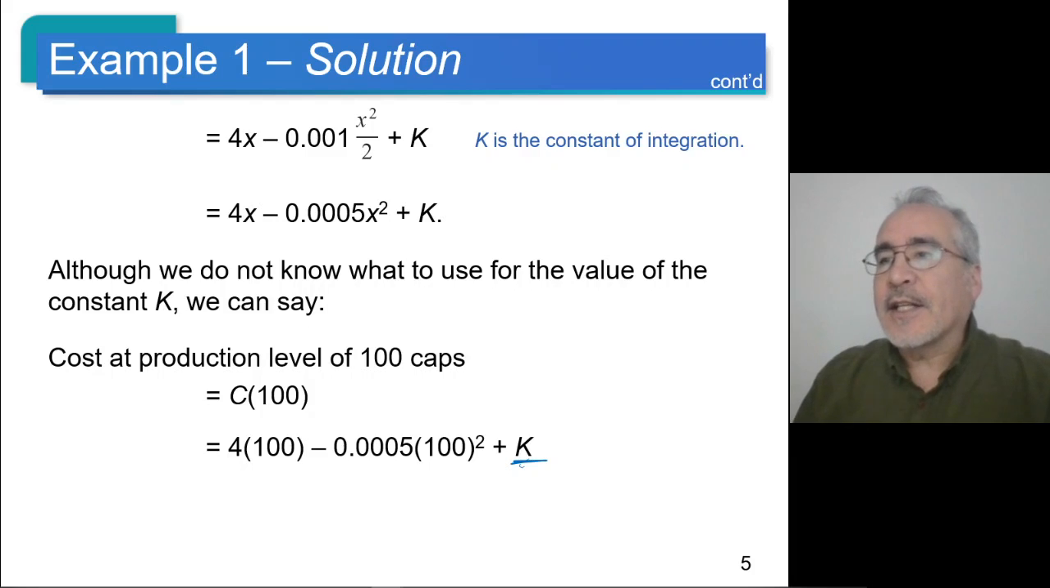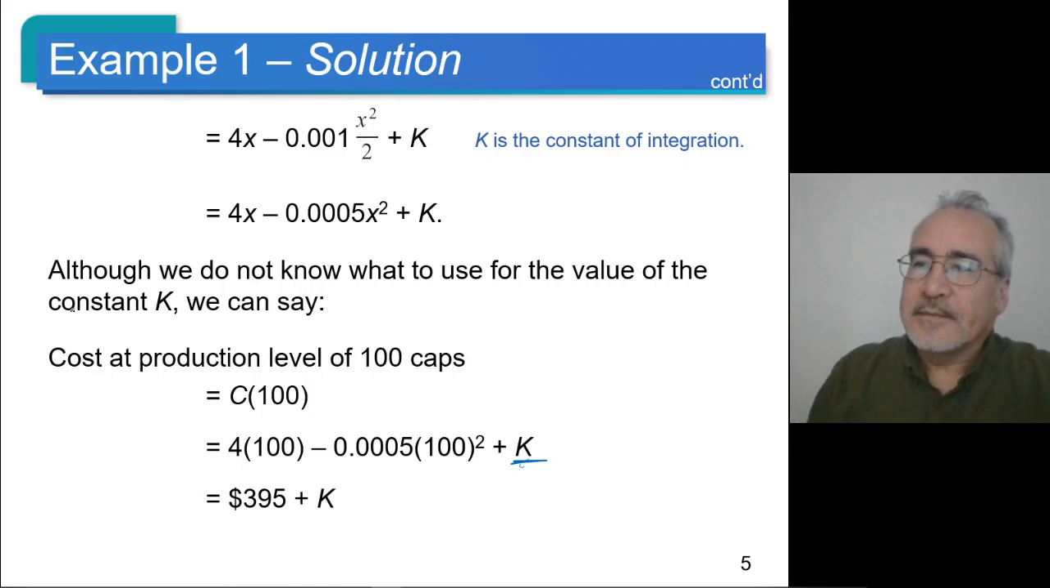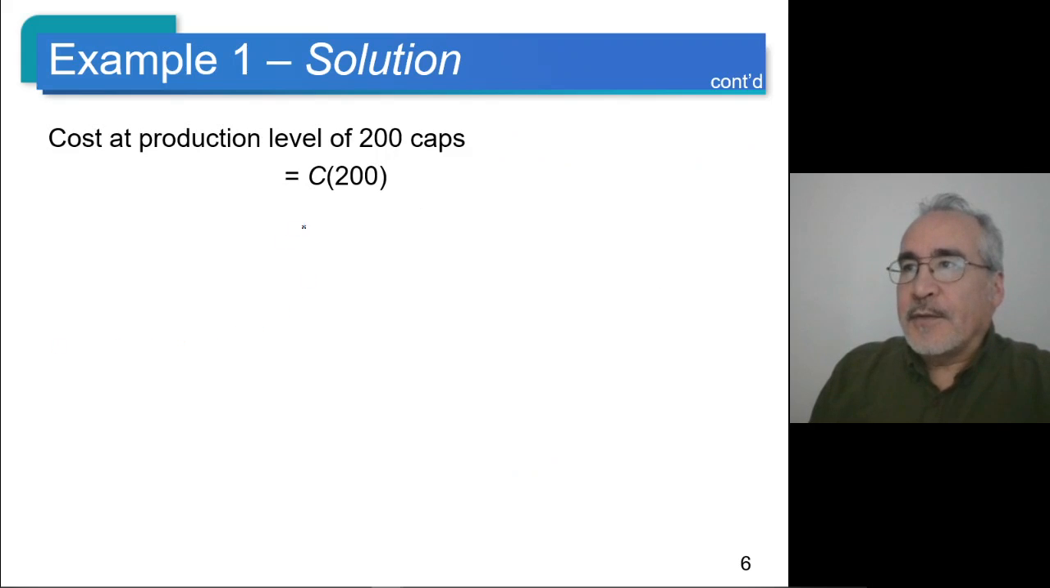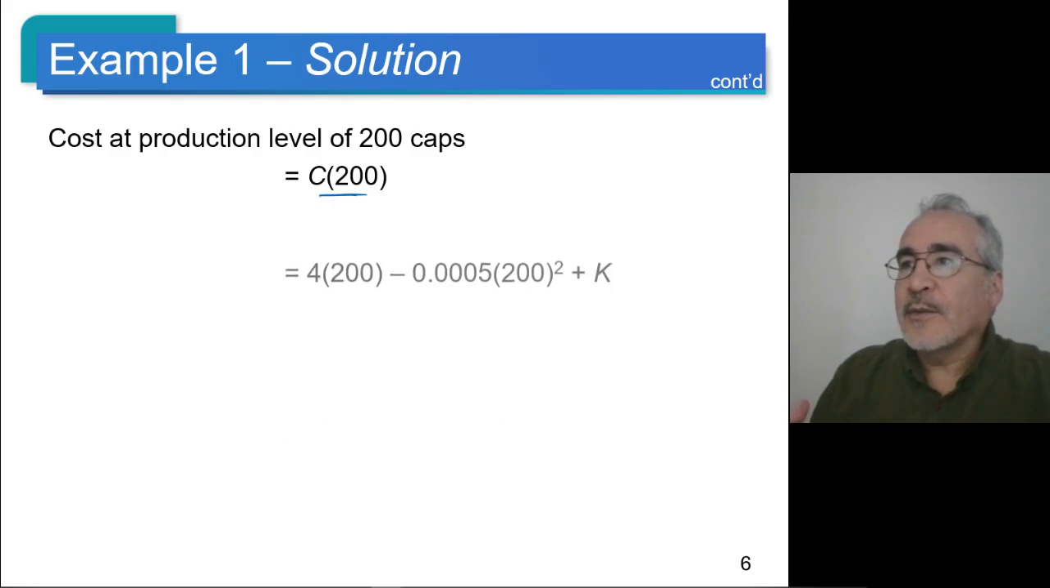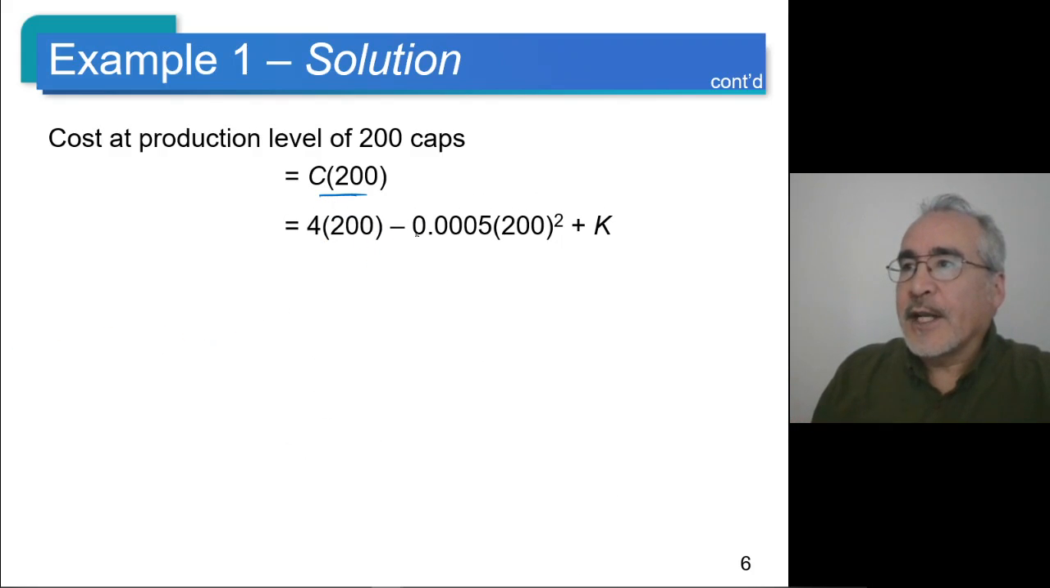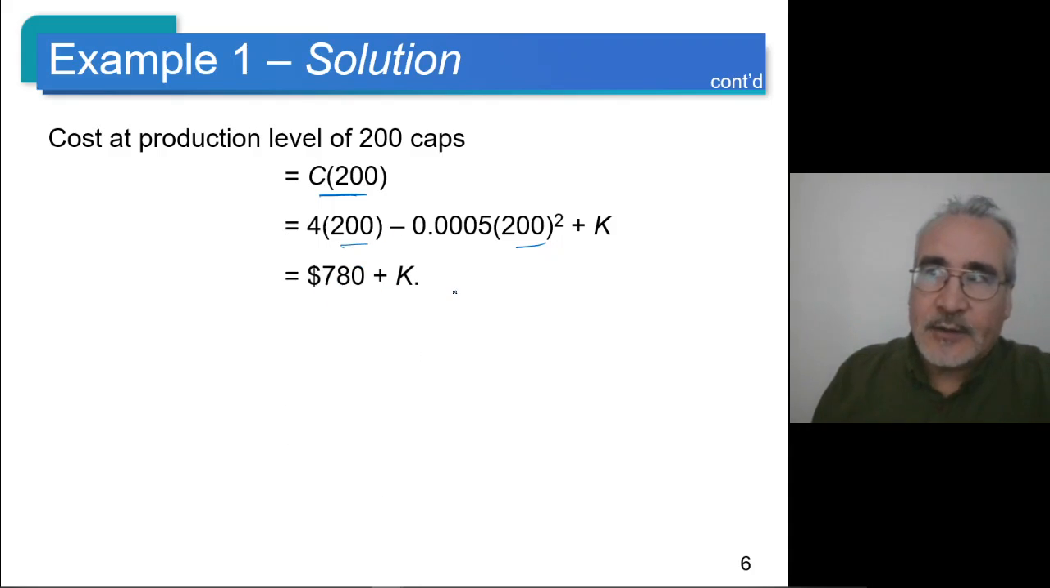Now let's calculate the cost. So do the math on this part. You get 395 plus some constant. To figure out the cost to produce the 200 caps, we go through the same process. We start with the function 4x minus this x squared, so we plug in 200 here, each of those, do the math, do the arithmetic, and we end up with 780 plus some constant.